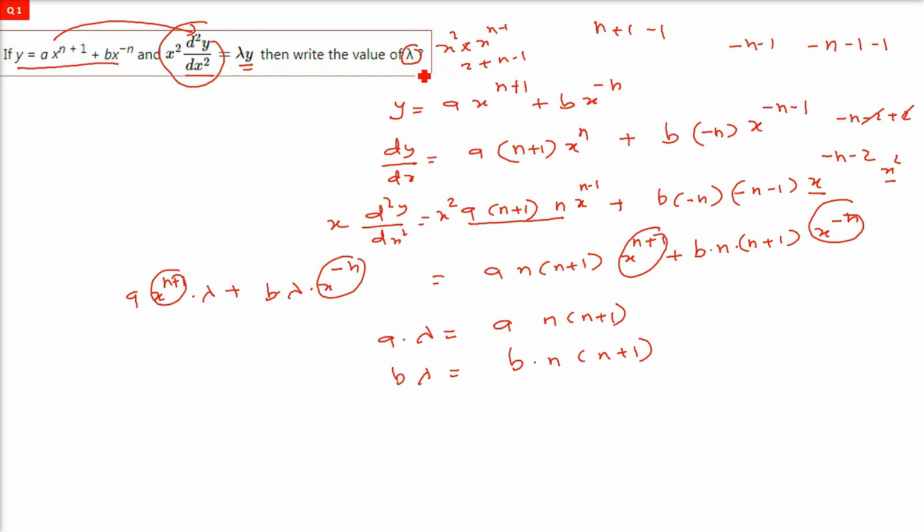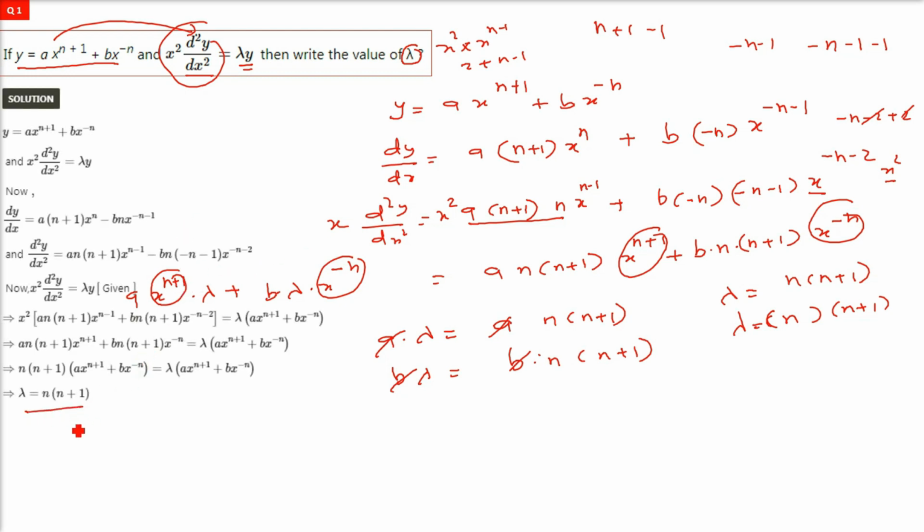Both the equations will give you the similar answer. If you try solving it, a gets cancelled, lambda will be n into n plus 1. Since the question is asking about lambda only, there is no use of the second equation for this question. Here also you will get lambda equals n into n plus 1 only. Alright, so lambda is equal to n into n plus 1 is the answer. Now this is the crude way I did it, but the actual way is what I have just represented on the left hand side, which is how you have to do it actually.